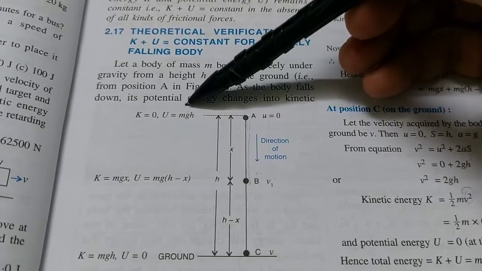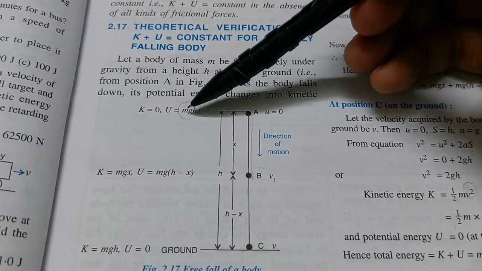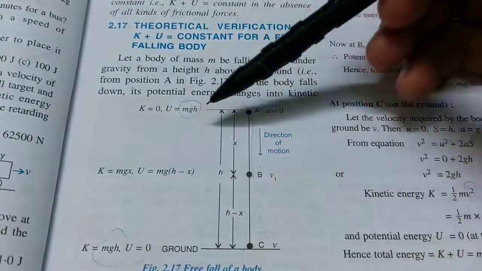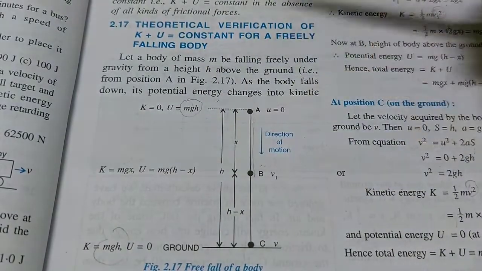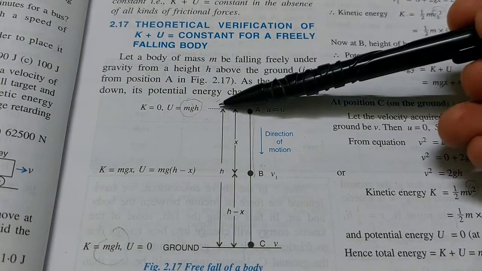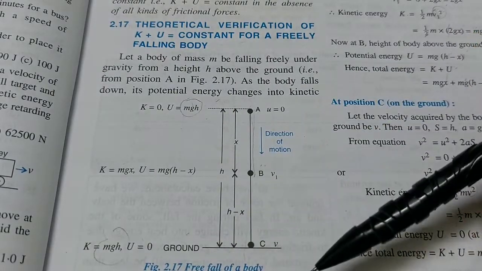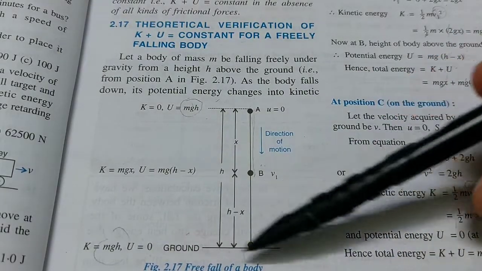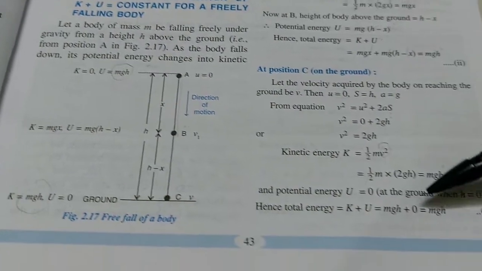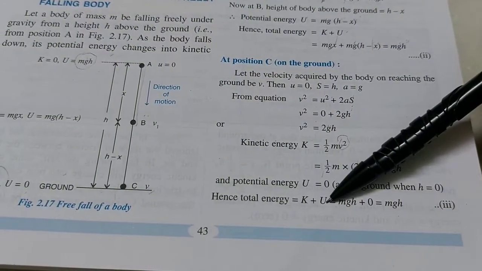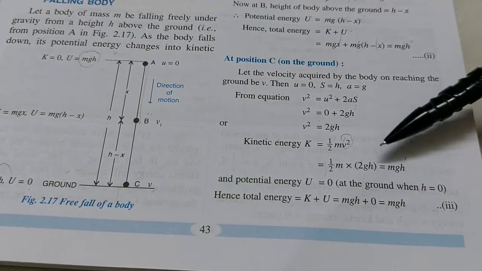The total potential energy on top is always equal to the total kinetic energy at the bottom, because the entire potential energy got converted into kinetic energy by the time it reached the bottom. The potential energy at the bottom is obviously 0 because the height is 0. So if you add them up, once again, the total mechanical energy is mgh, hence proved.